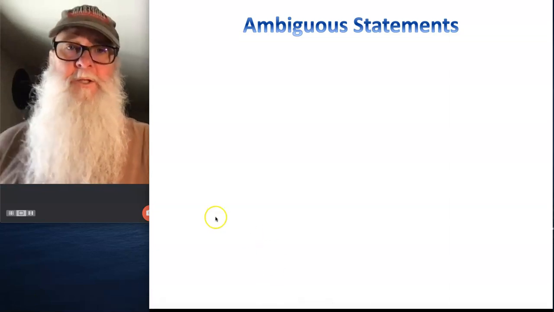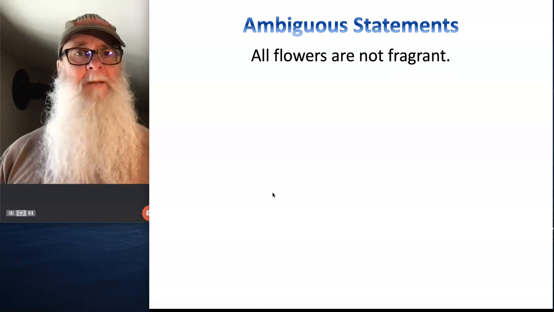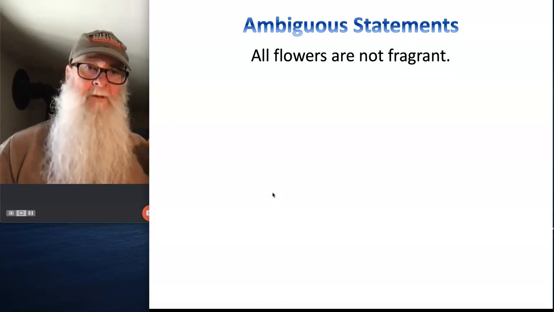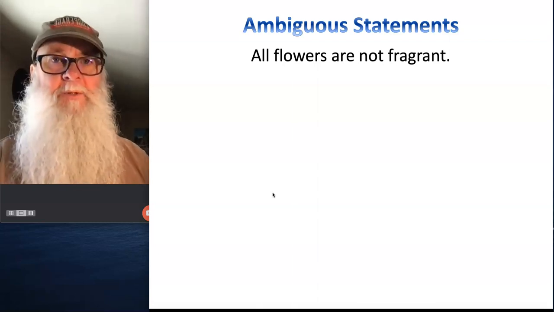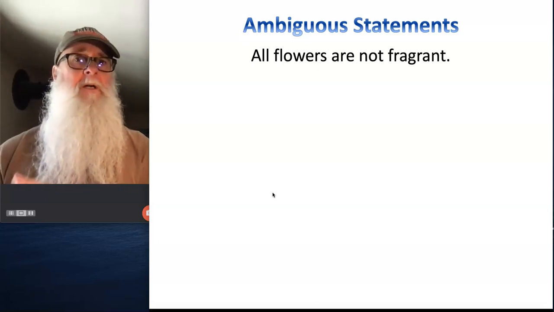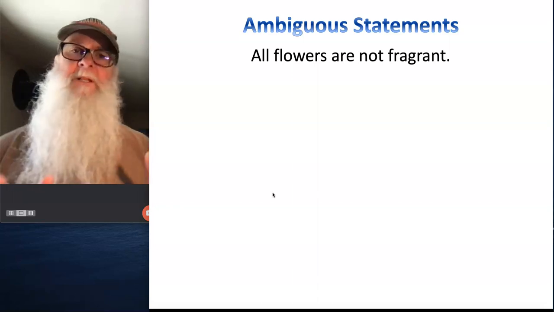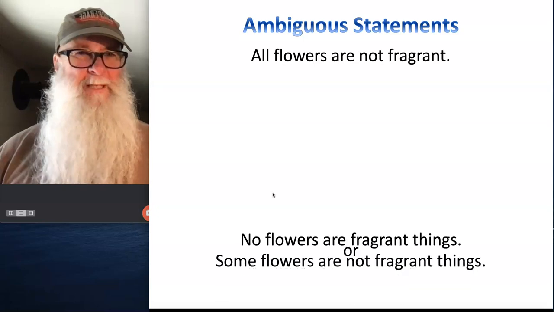Now, in categorical logic, one of the most common ambiguous statements that I see folks grappling with is a statement that looks like this: all flowers are not fragrant. Now, we don't have "all or not" as a possible categorical statement form. We have all are, no are, some are, and some are not. But we don't have all or not. And the problem with the form "all or not" is that it's ambiguous.